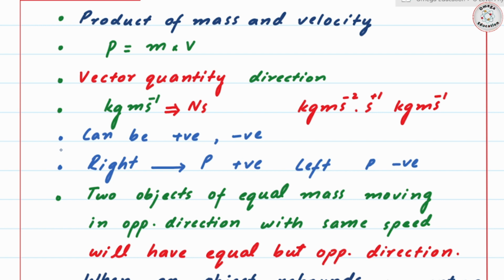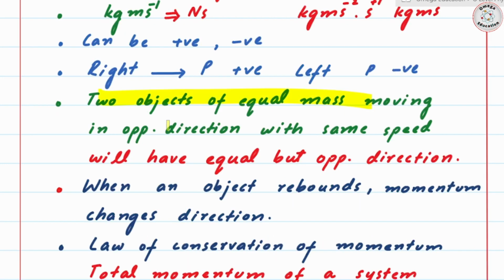Since momentum is a vector quantity, it can be positive as well as negative. Generally, if the momentum of an object is towards the right side, we say the momentum is positive, and if the momentum of an object is towards the left side, we call the momentum negative. It's just a convention. All right, it can be the other way. The next pointer.